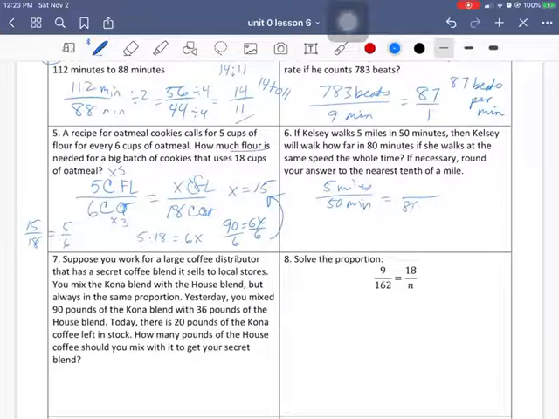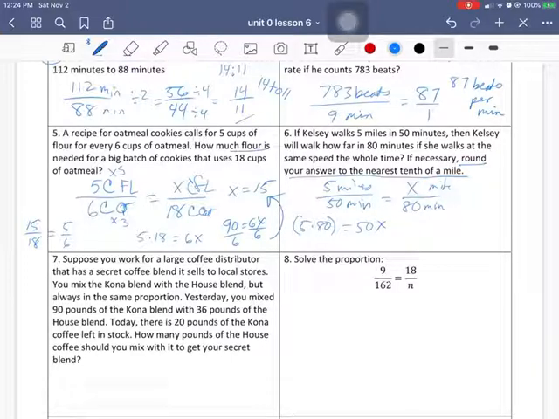And how far is she going to walk in 80 minutes? Okay, so we don't know how many miles. And then if necessary, round your answer to the nearest tenth of a mile. So that sounds like it's going to be a decimal. So I'm going to cross multiply and do 5 times 80 is going to equal 50x.